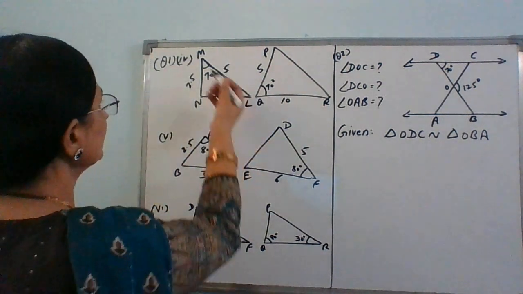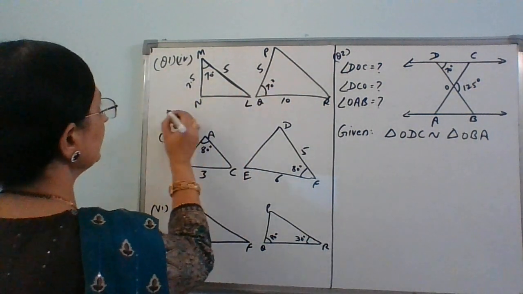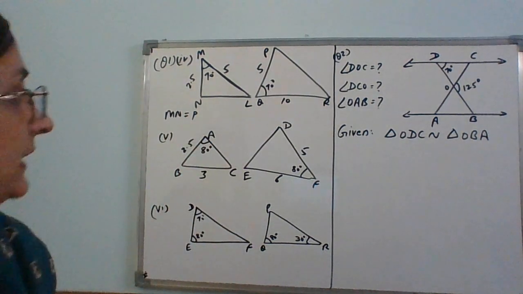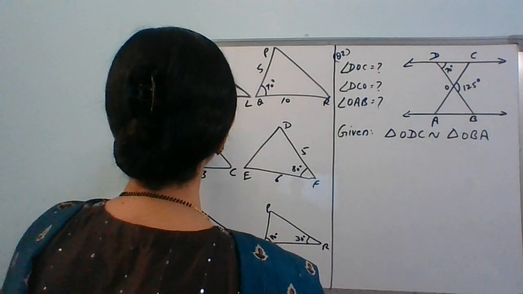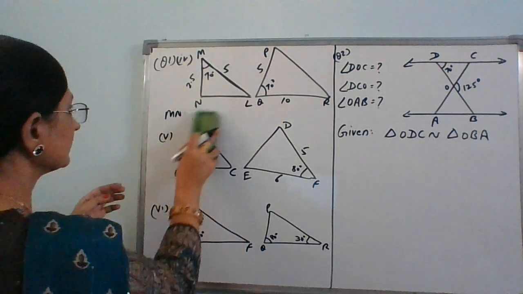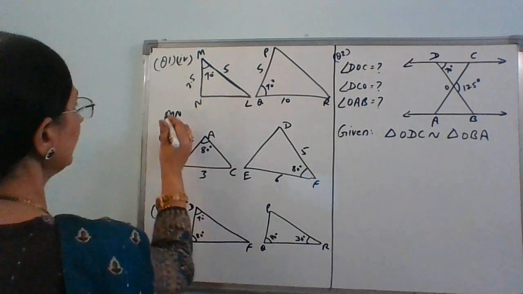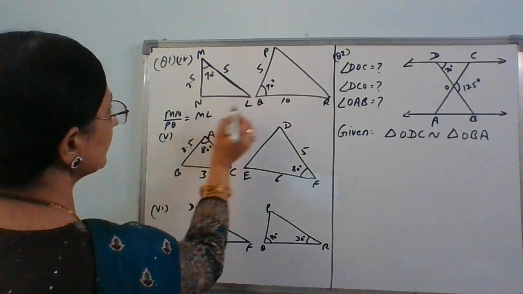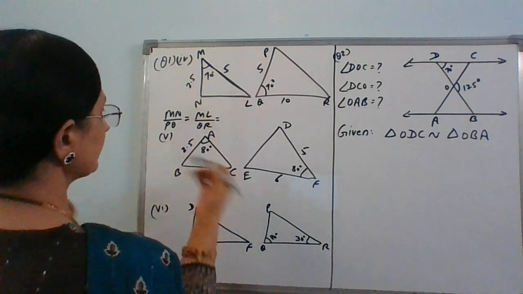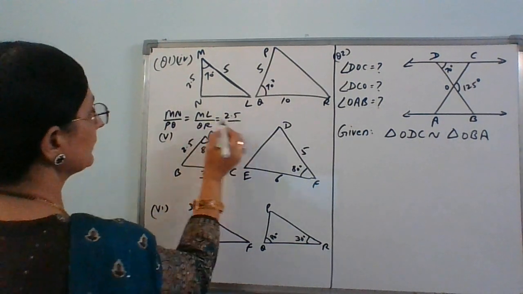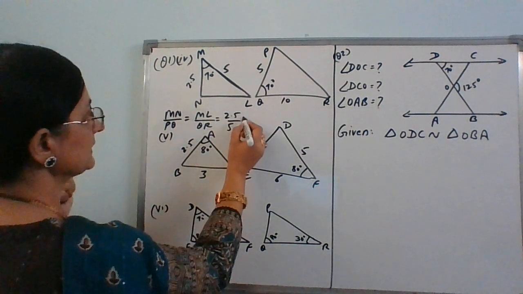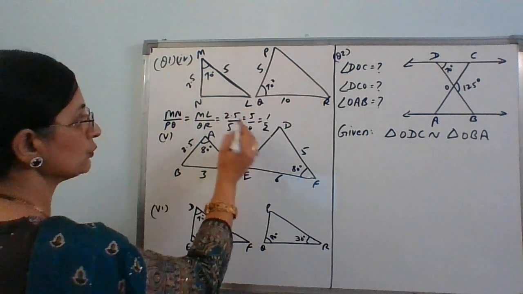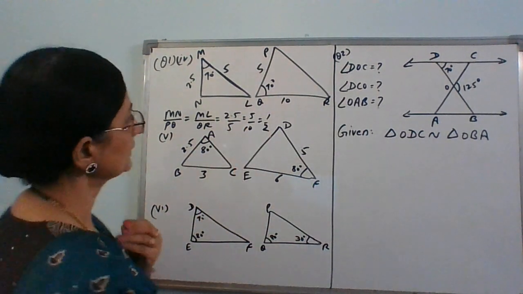Now let us check here. Here it's 2.5, here it's 5, double. It means MN and PQ are in a ratio. Now let us see MN upon PQ and ML upon QR. Substituting the values, it's 2.5 upon 5. ML is 5 and QR is 10, so the ratio comes out to be double of this. So the two sides are in ratio.